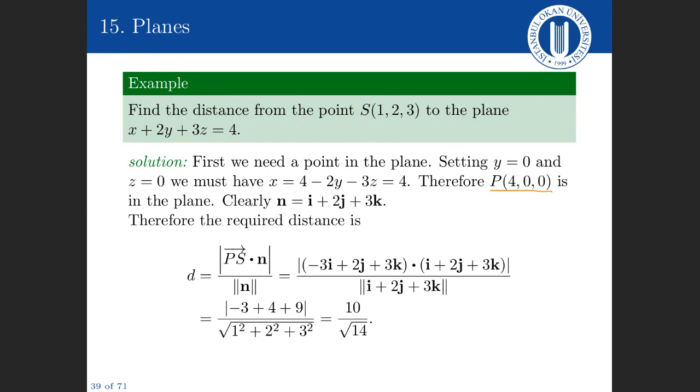The point 4, 0, 0 satisfies the equation for the plane. This is a point in the plane. Finding the normal vector is easy. N is i plus 2j plus 3k. And then we use the formula, and I'll leave it for you to check that this distance is 10 divided by the square root of 14.